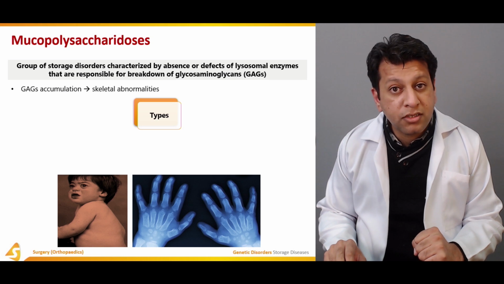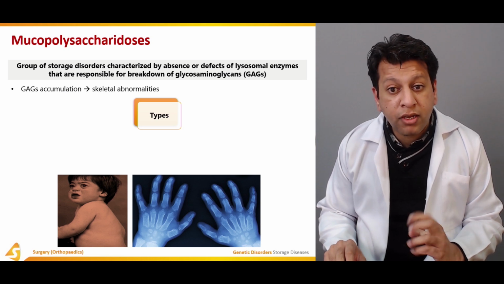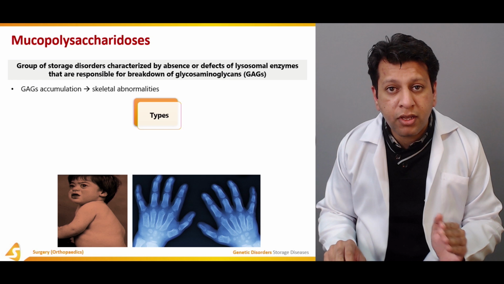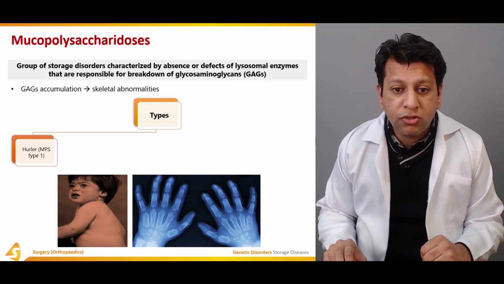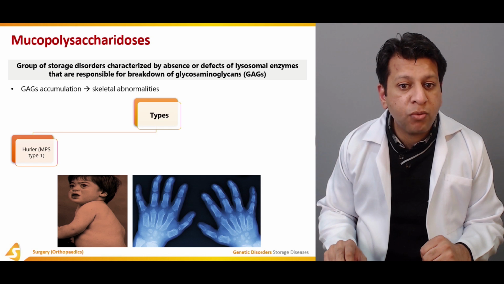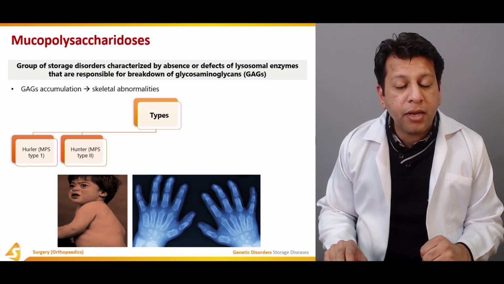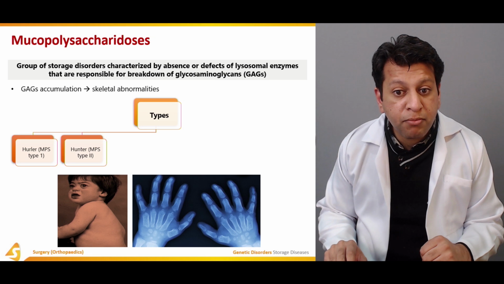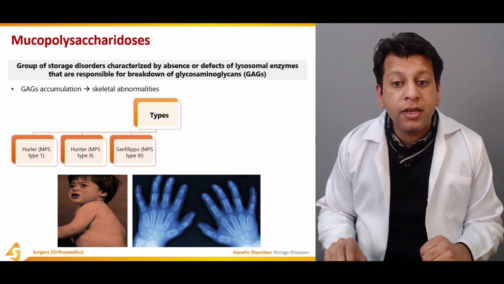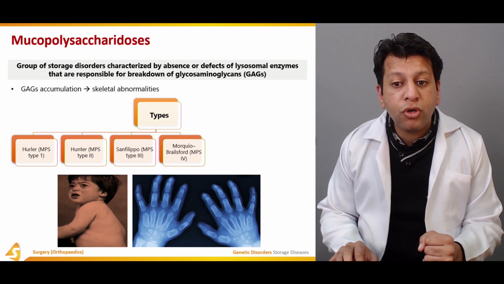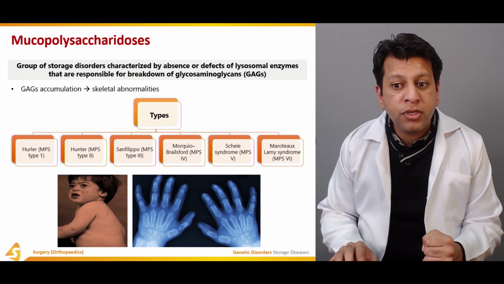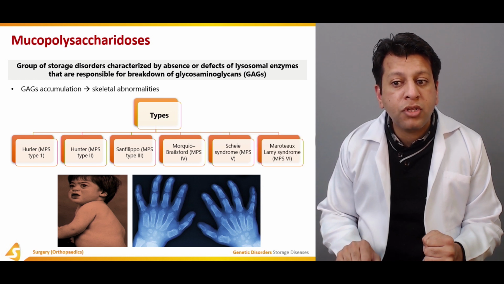There are almost 6 different types of glycosaminoglycan disorders which are covered under the umbrella of mucopolysaccharidosis. Type 1 is called Hurler syndrome or type 1 mucopolysaccharidosis. Type 2 is the Hunter type mucopolysaccharidosis. Type 3 is Sanfilippo type. Type 4 is Morquio-Brailsford type. Type 5 is Scheie syndrome, and type 6 is Maroteaux-Lamy syndrome.